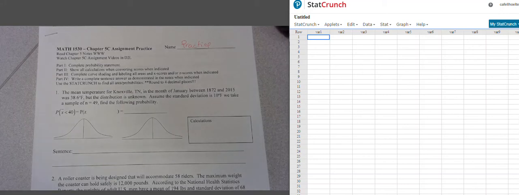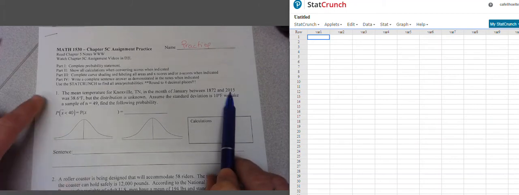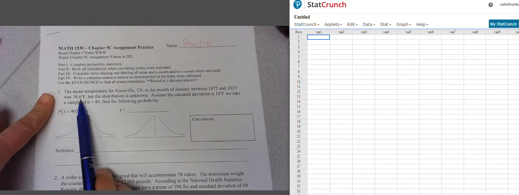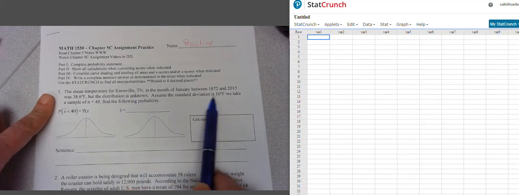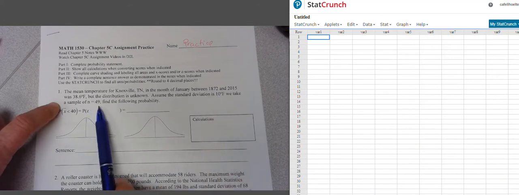This is the Chapter 5C assignment video, and this is the assignment that has to do with the central limit theorem. So let's look at the first problem. The first problem states that the mean temperature in Knoxville, Tennessee in the month of January between 1872 and 2015 was 38.6 degrees, but the distribution is unknown. Assume the standard deviation is 10 degrees. We take a sample of n equals 49.